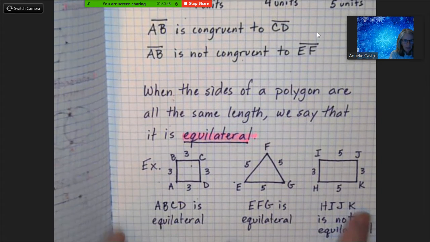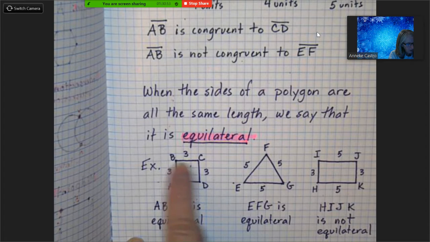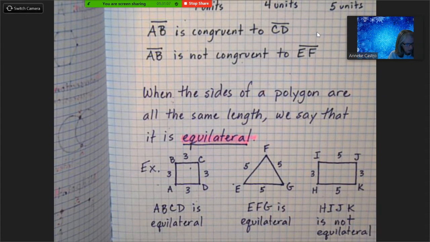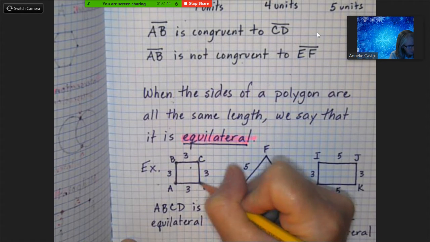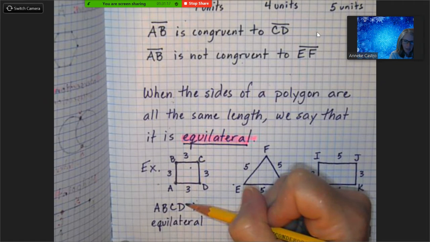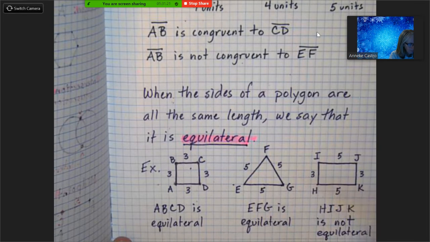So here's some examples. This square, all the sides are the same length, so we say it is equilateral. Notice the name of the shape. I take the name of the points and just put them in order. So there's a point here, here, here, and here. So we call this shape A, B, C, D. That's its name. And it is equilateral because all the sides are the same.